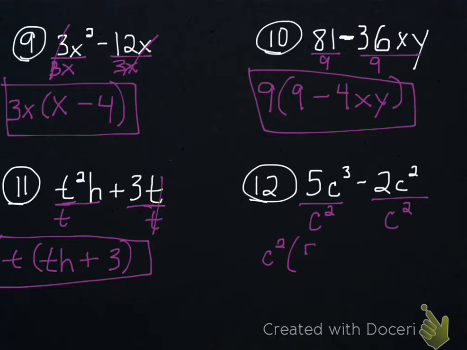In the first term, I bring the 5 down because there's nothing to divide into it. I had 3 c's, I took 2 away, there's 1 left. Second term, bring the 2 down. I have c squared, c squared. They cancel out, I'm just left with that 2. So my answer is c squared, parentheses 5c minus 2.